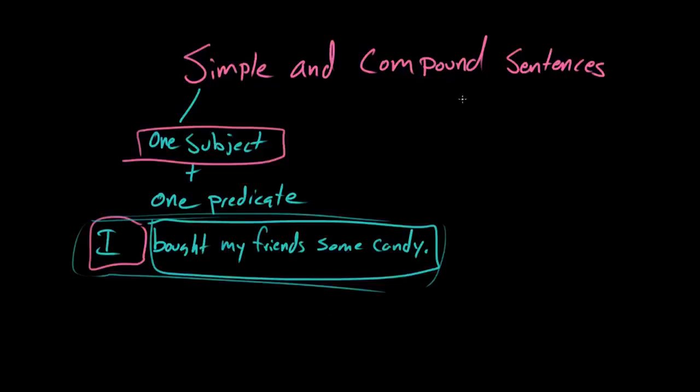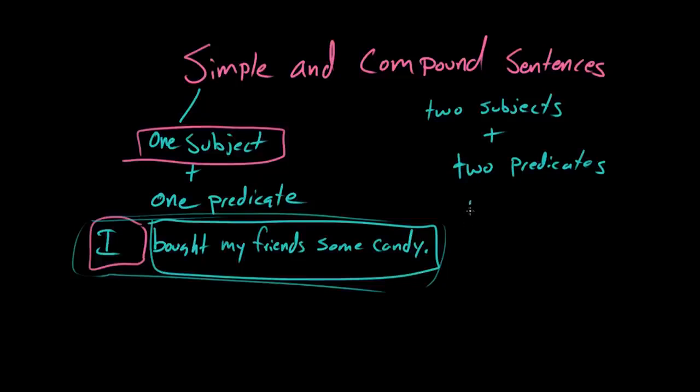So that would be two subjects plus two predicates. Or more. 2, 3, a bajillion. Sure. That would be a very long sentence to read, but you could do it. It would be a very, very compound sentence.